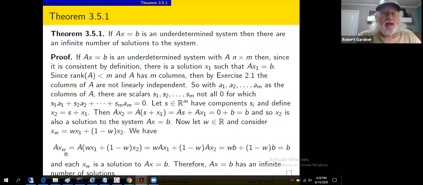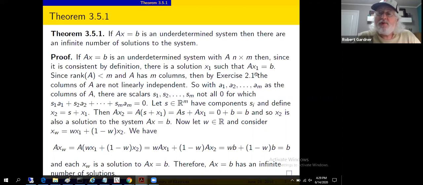So let's take A x sub w. x sub w is defined like this, so we'll substitute that in. Use our distribution, pull scalars out front. So we'll get w A x1 here. I know what A x1 is. We'll get (1 minus w) A x2. I know what A x2 is as well. All right, so properties of distribution of that matrix multiplication.